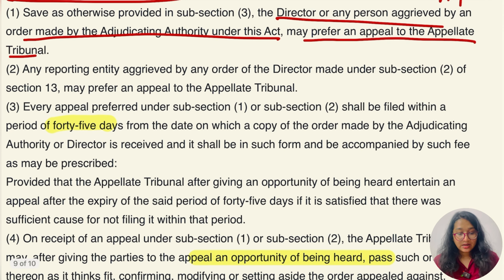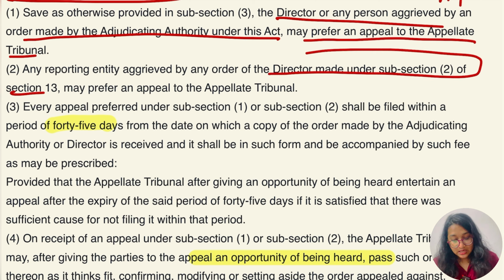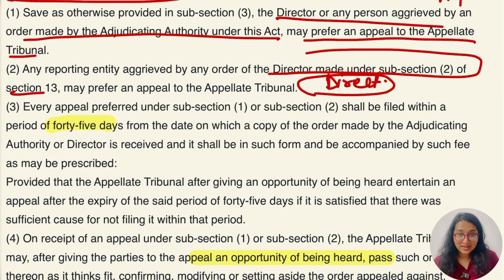Any reporting entity aggrieved by the order of the director made under subsection 2 of section 13 may prefer an appeal to the appellate tribunal. So what I said in the very first point, any director or any aggrieved person can go for an appeal to the appellate tribunal, by the order of the Adjudicating Authority. The second point says any person aggrieved by the order of the director can file an appeal to the appellate tribunal. In this case the order was finalized by the director, and any aggrieved person can go for the appeal.